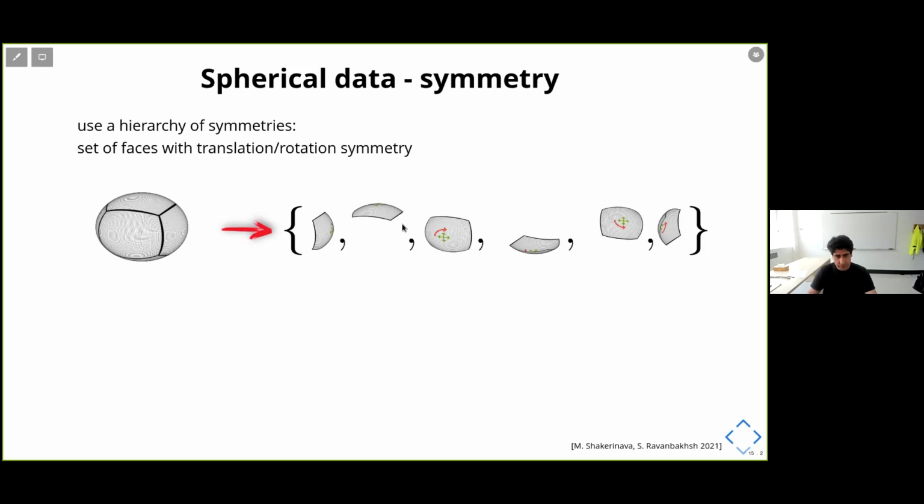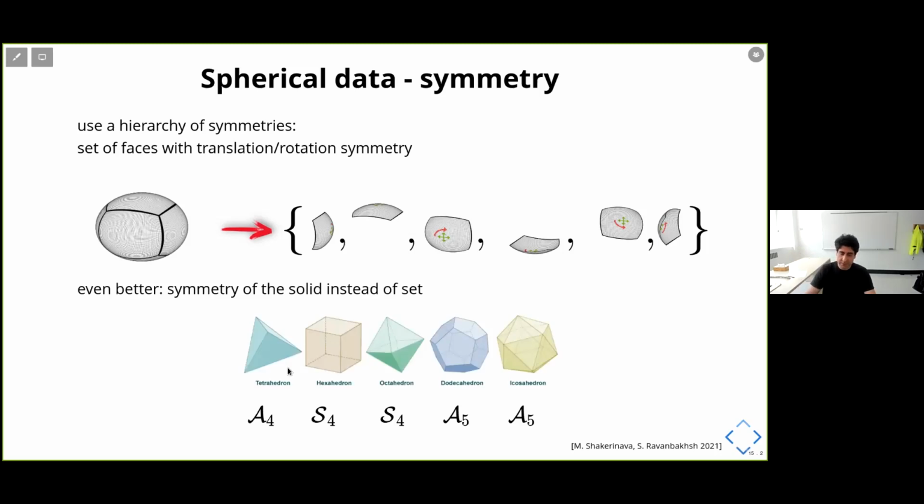Even better, we can have a hierarchy, but this time instead of the symmetric group on top, we can use the symmetries of the actual solid. These symmetries are well known, and we can replace the symmetric group with the symmetries of the solid. So each face has these high-level symmetries, and then within each face we have translation and rotation symmetry.